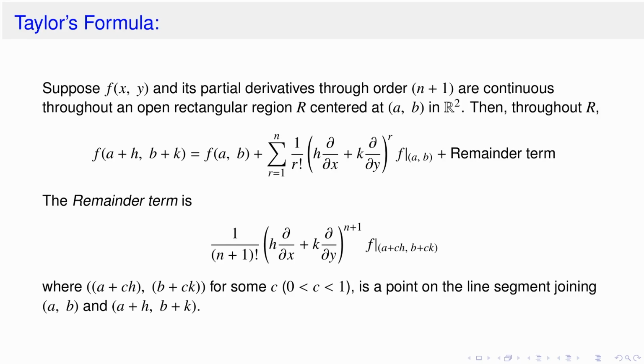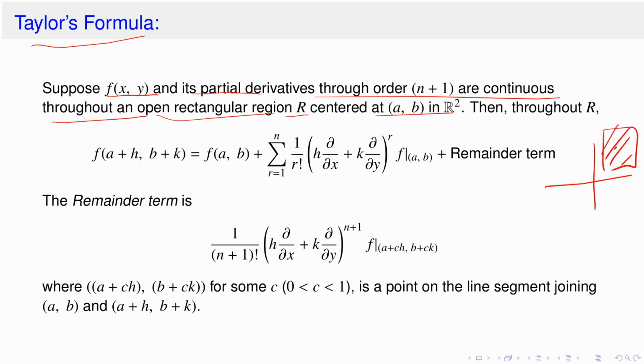Now I have n equal to 2. I have a function from some nice set A, a subset of R2, to R, and I want to talk about Taylor's theorem along with the remainder term. This is called Taylor's formula. Suppose f of x y and its partial derivatives through order n plus 1 are continuous throughout an open rectangle R centered at (a, b). So this is my R2, and suppose this is my point (a, b). I have a nice neighborhood around the point (a, b), the rectangular region R. Then throughout R I will have these expressions of my function f near the point (a, b).